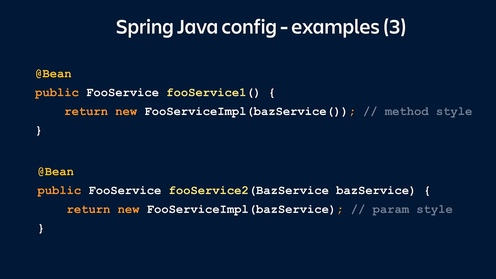Another way to do the same thing is to have the BAS service be an argument to the fooService2 method. So in that case, you would just pass it straight through to the constructor as is. And those two methods are really equivalent. The first one I call the method call style, and the second one is the parameter style.